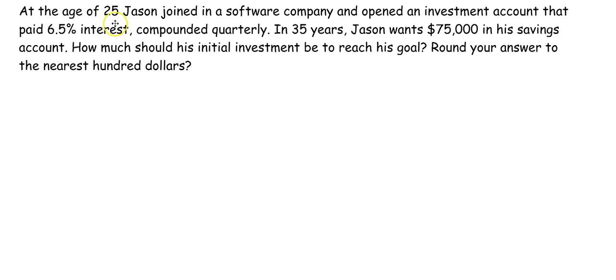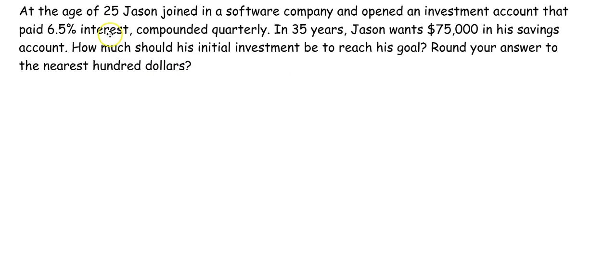At the age of 25 years, Jason joined a software company and opened an investment account that paid 6.5% interest, compounded quarterly. Now, in 35 years, Jason wants $75,000 in his savings account. How much should his initial investment be to reach his goal? Round your answer to the nearest $100.